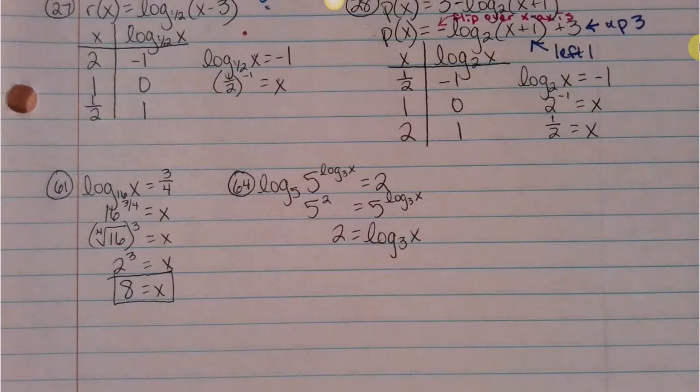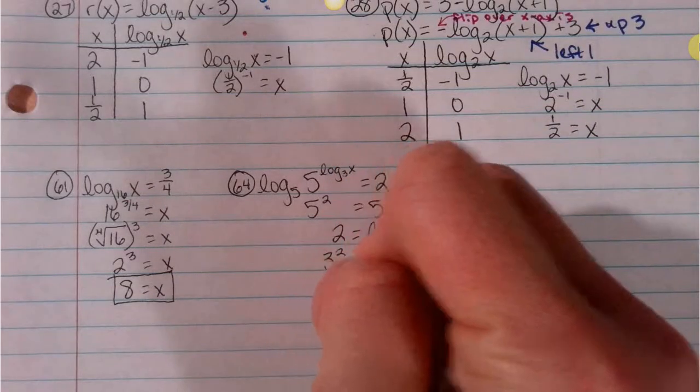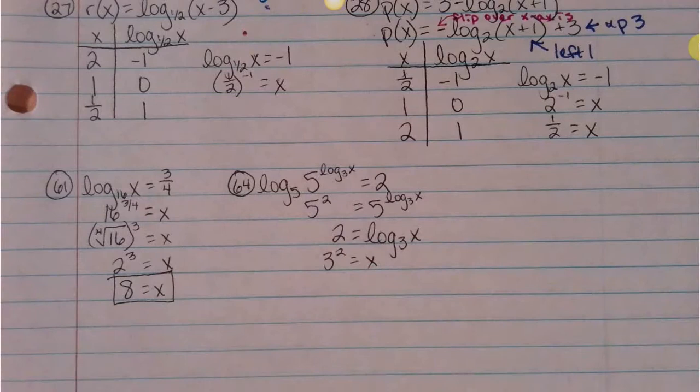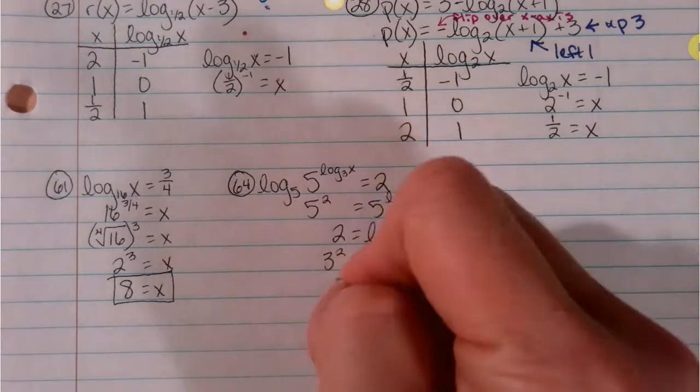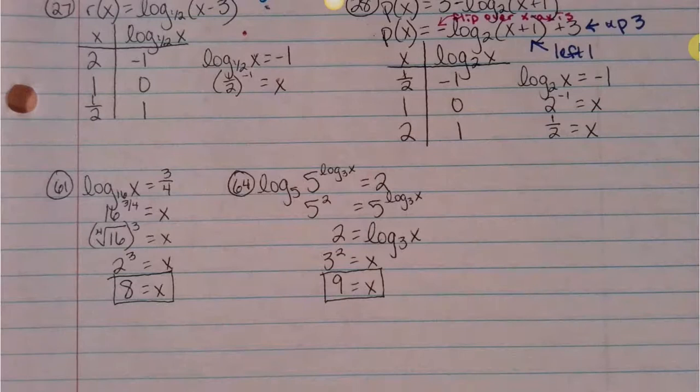But now the situation we find ourselves in here is, again, we're trying to solve a log equation, which means we want to rewrite it from a log equation into an exponential equation. So what that would look like here is 3 squared is equal to x. And then finally we just need to find 3 squared, which is 9. And that is our solution.